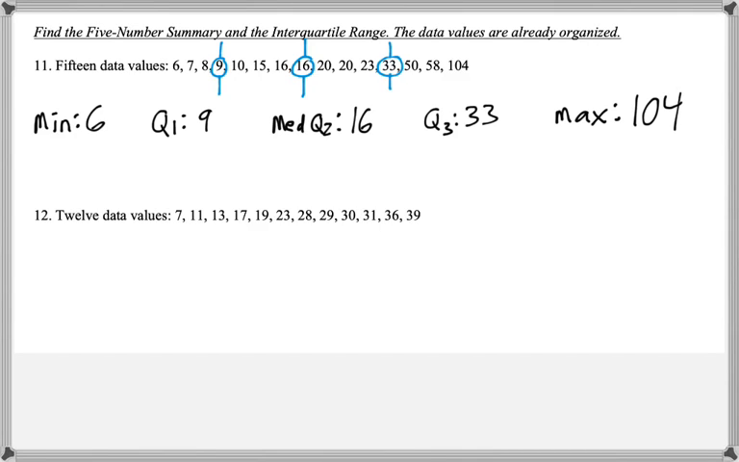And then last, I want to find the interquartile range. So I need to take Q3 and subtract Q1. So 33 minus 9, and that's equal to 24.